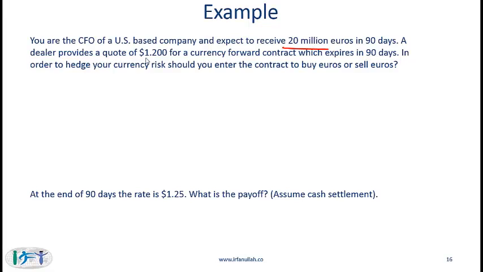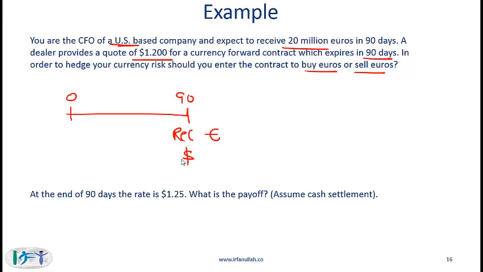A dealer provides a quote of 1.200 for a currency forward contract which expires in 90 days. In order to hedge your currency risk, should you enter the contract to buy euros or sell euros? Now think about it. You are a US company and at the end of 90 days, you will receive euro. Since you are a US company, you will be reporting your numbers in dollars. So you want predictability in terms of how many dollars you will get.